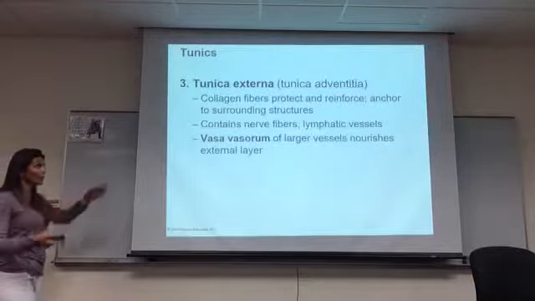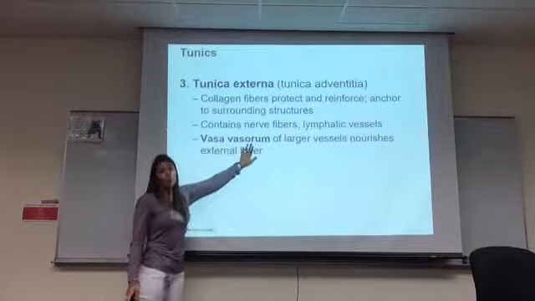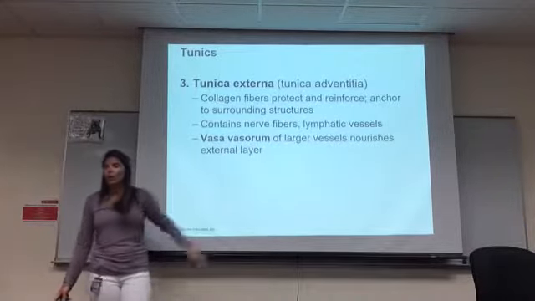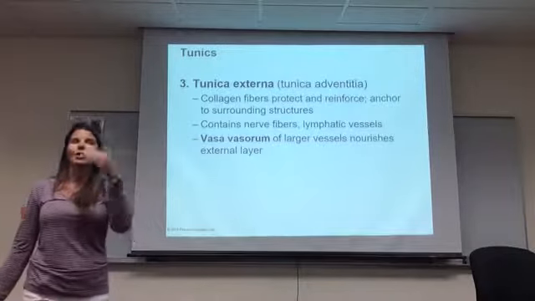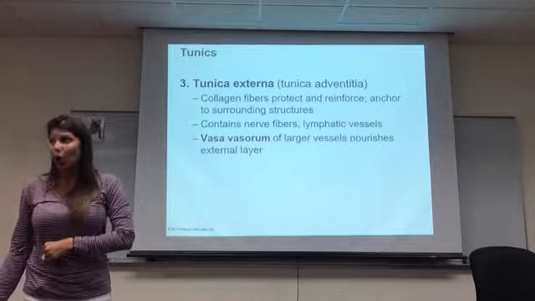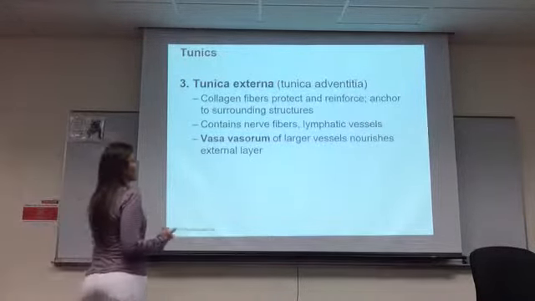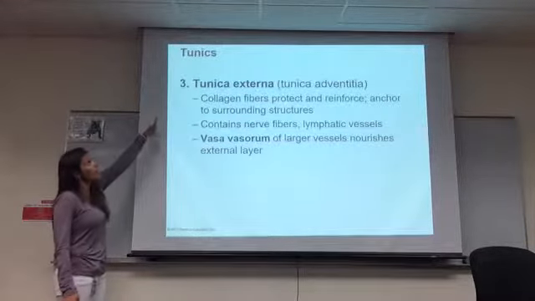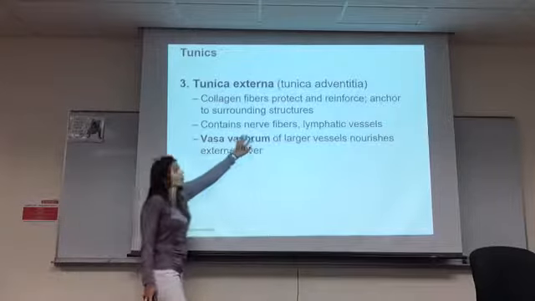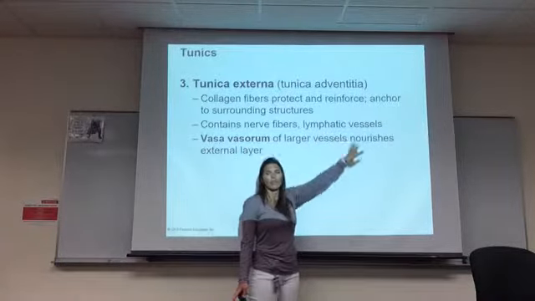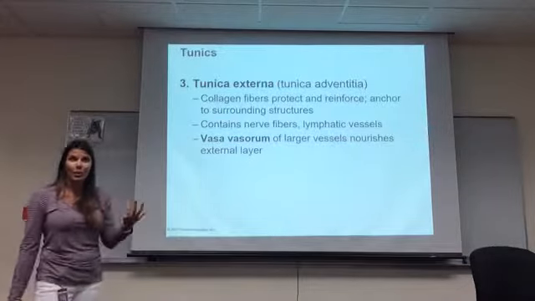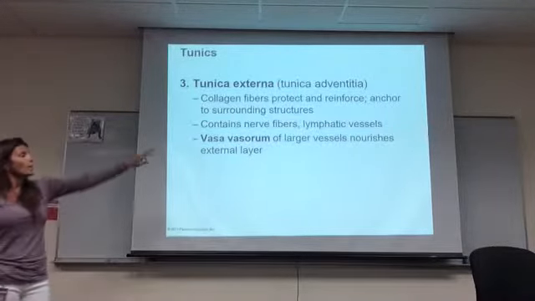The external layer has the vasa vasorum. The vasa vasorum is that key term I was mentioning earlier that references the vessels that actually serve that tissue. And you're going to see this come up a couple times. Okay, so it's nourishing that external layer. It also mentions here that the tunica externa has nerve fibers, which we know, but lymphatic vessels. This is the second time we've seen this, but we're going to see it hardcore today because we're going to bring in the lymphatic system.